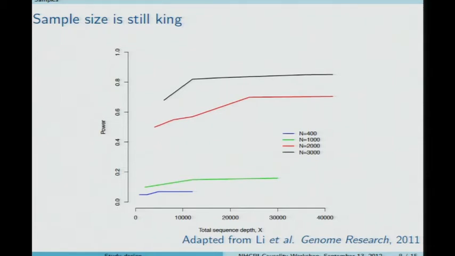So if you look at this, each line, which corresponds to a fixed sample size but adding more and more sequence, the lines do increase, as in, if you add more sequence, your power does go up, but it's nothing compared to the difference between focusing your sequencing depth on a relatively small number of samples versus doing relatively less deep sequencing on a larger number of samples.